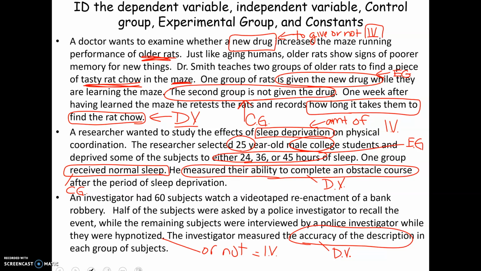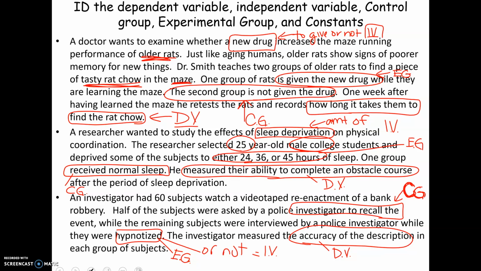Control group, that would be the subjects, I would say, that are just asked to recall the event without being hypnotized. That would be our control group, because they're not getting anything special. They're doing it the way that you would assume that everybody would do it. And then the group that was hypnotized, just that group, that would be our experimental group, because they're getting something different.